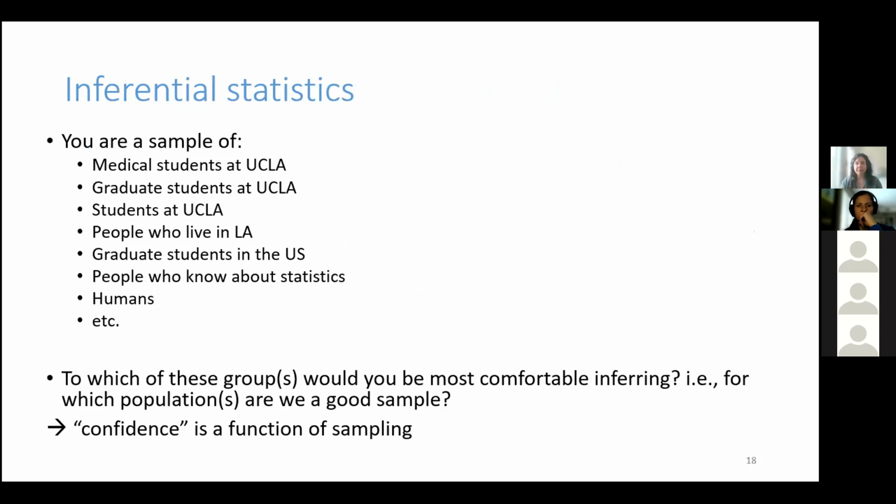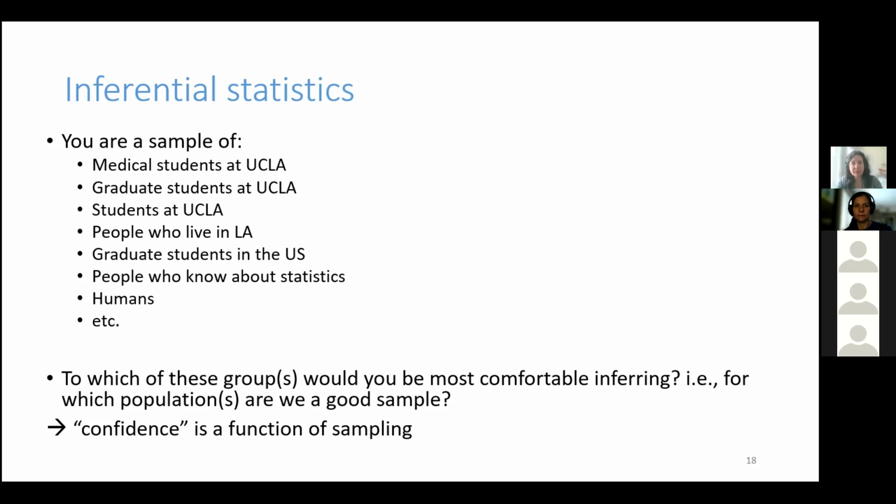So you could be a sample of lots of different communities, right? You could be a sample of medical students at UCLA, or graduate students at UCLA, or just students at UCLA, or people who live in LA, right? These are like zooming out on what population you might be a sample of, up to humans at the highest level. When you have a sample, like when I have you all as my sample, to what group here would I be comfortable inferring? In other words, for what population would you be a good sample?